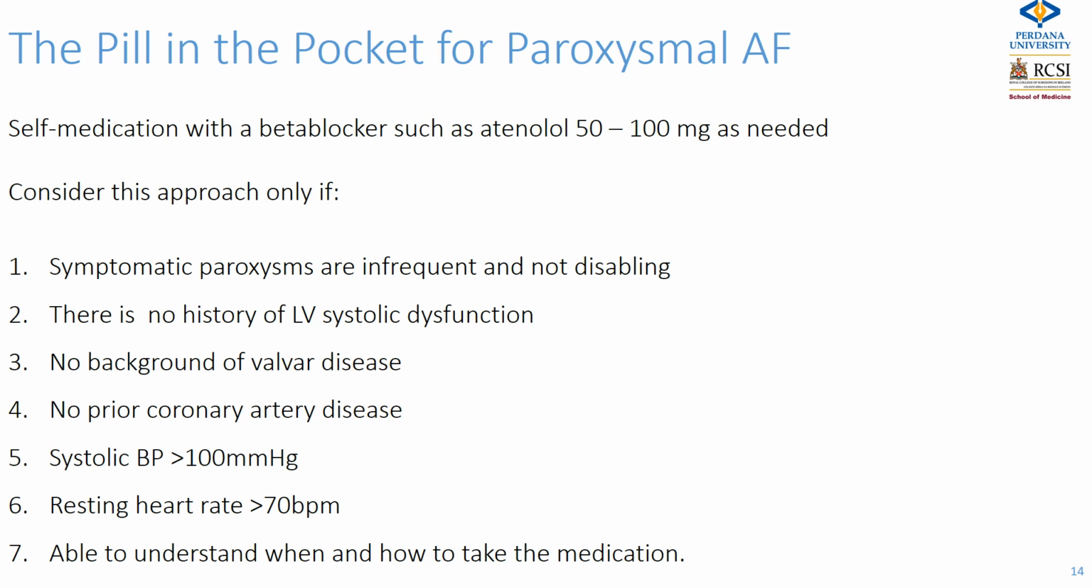This is for patients who have paroxysmal AF that's infrequent. And they can use a beta blocker such as atenolol. In the past, they've also used drugs like propafenone. And you'll only consider this if they are infrequent and are not disabling, that there's no history of left ventricular systolic dysfunction, there's no background of valvular disease, there's no prior coronary artery disease, the systolic pressure is consistently above 100, and the resting heart rate is more than 70, and that the patient is able to understand when and how to take the medication.